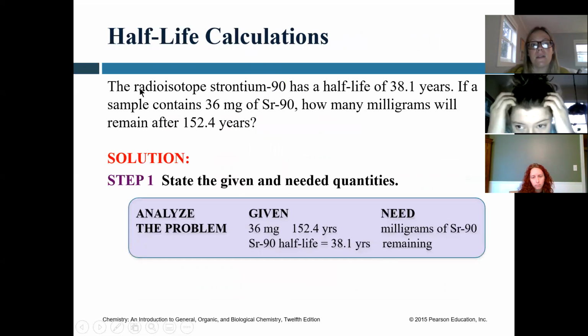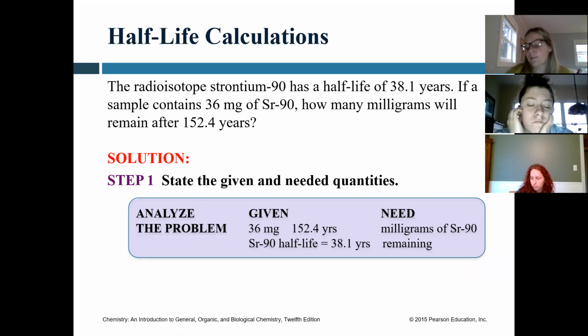So let's say the radioactive isotope strontium-90 has one half-life of 38.1 years. So every time you go through one half-life, you pass 38.1 years. If a sample contains 36 milligrams of strontium-90, how many milligrams will remain after 152.4 years?